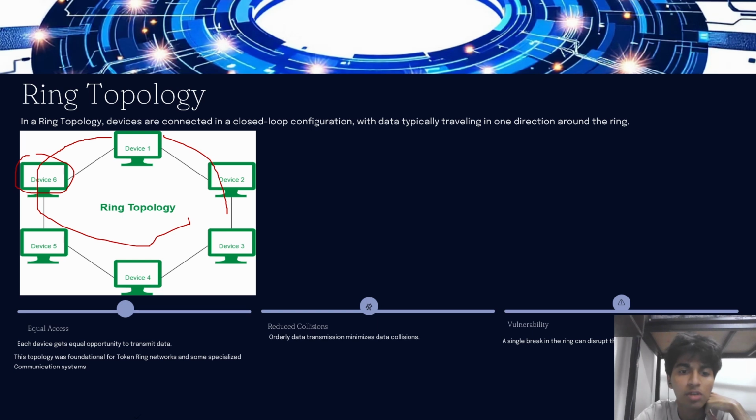Thus, due to these major disadvantages, ring topology is not commonly used nowadays, but in older systems where token rings were used, at that time rings were used, but nowadays the usage has been stopped.